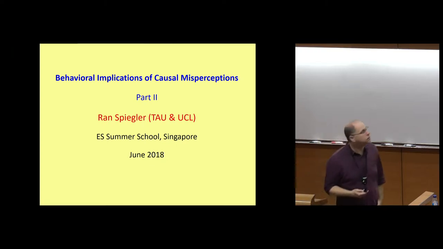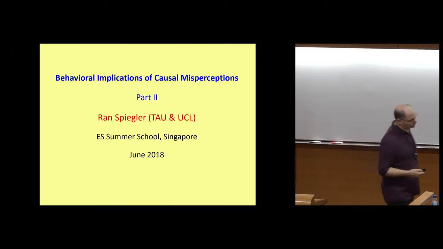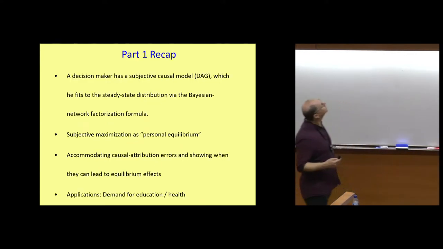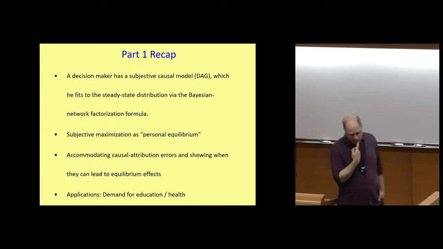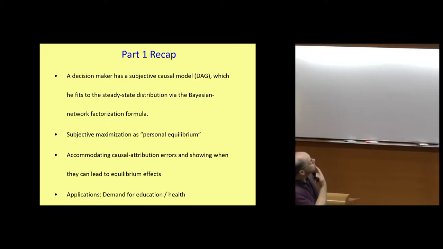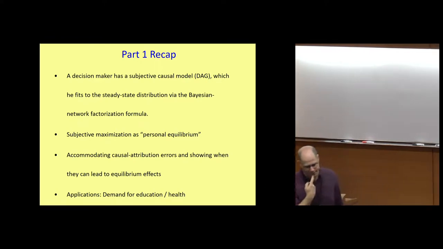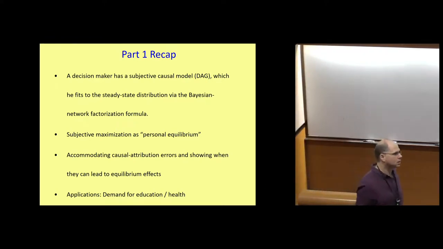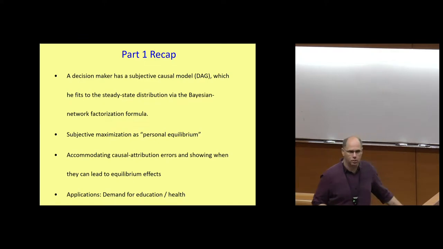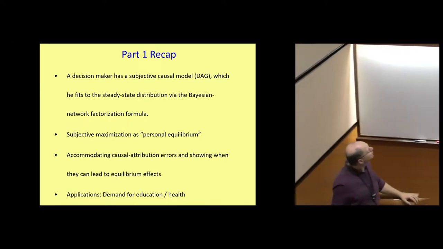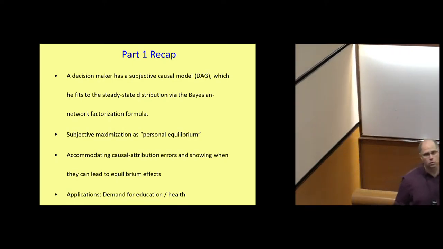So this is the second part of the lecture about causal misperceptions and their behavioral implications. Let's remind ourselves what we saw on Friday. The idea there was that decision makers are modeled as agents who have subjective causal models using the Bayesian network language. The causal models are formalized as a DAG, directed acyclic graph, where nodes represent variables and arrows represent perceived direct causal effects.